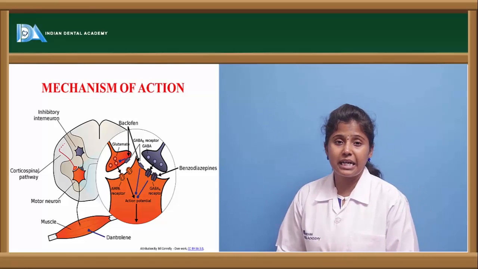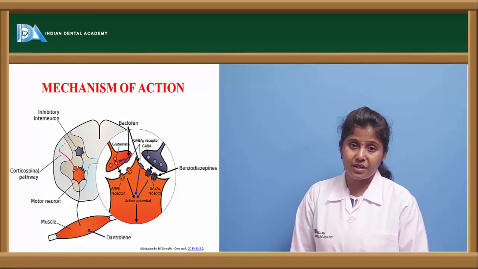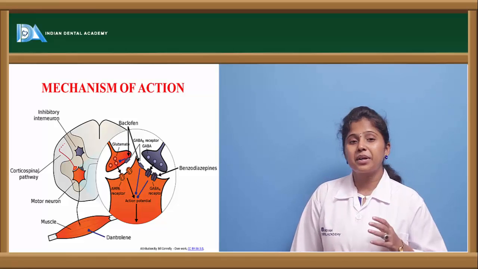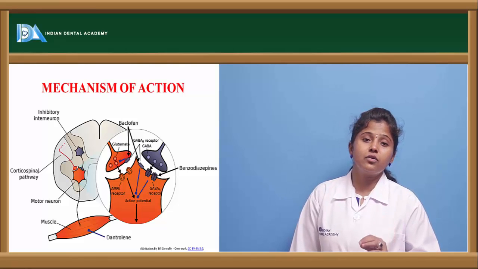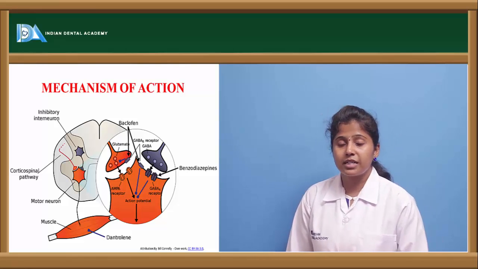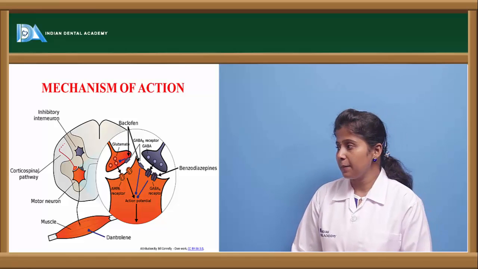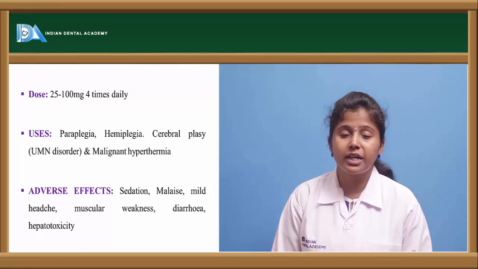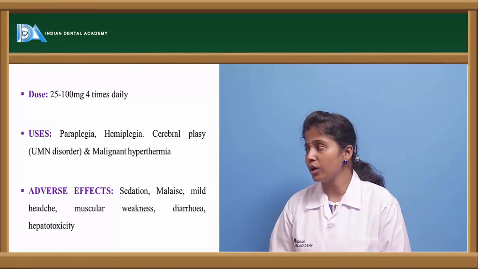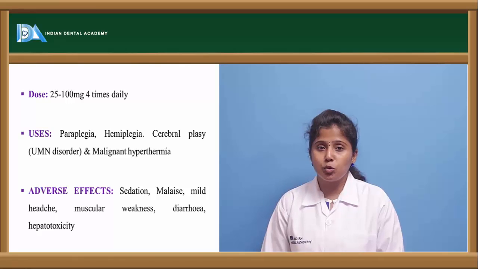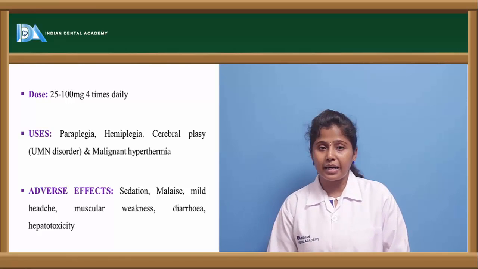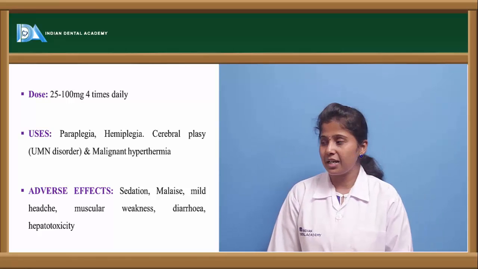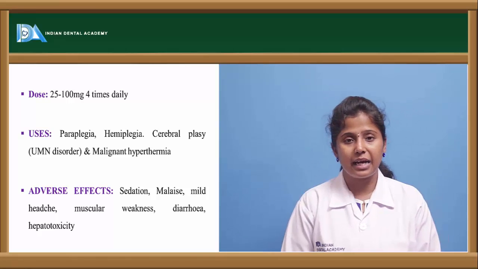Dantrolene will bind directly to the receptors which are present in the skeletal muscle, and thereby it exerts its skeletal muscle relaxant action, and it prevents the neurotransmitter from binding to the receptors which are present in the skeletal muscle. The dose of dantrolene is about 25 to 100 mg, and this is recommended to give 4 times a day, and it is used in the treatment of paraplegia, hemiplegia, and cerebral palsy conditions, and even in malignant hyperthermia.